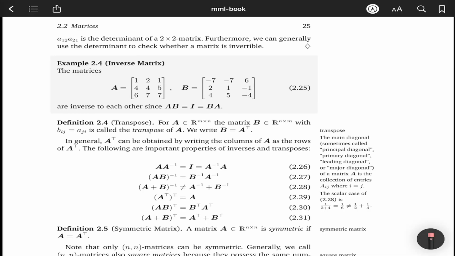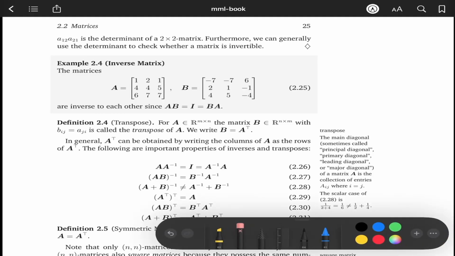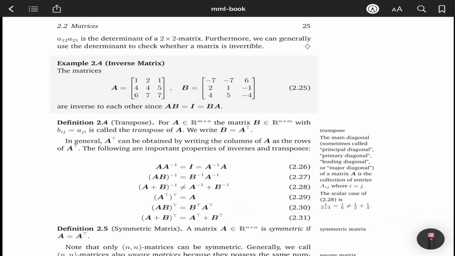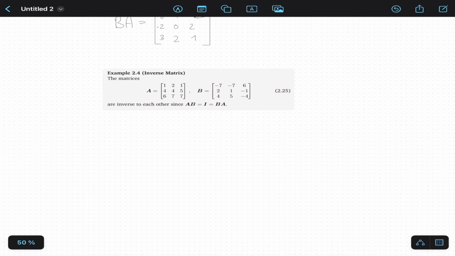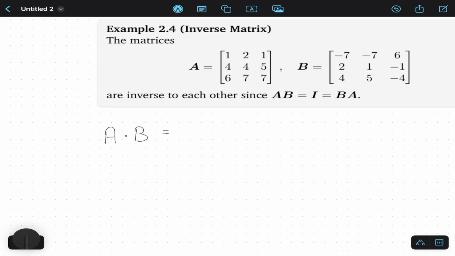Okay, example 2.4, inverse matrix. The matrices A and B are inverse to each other since A times B equals the identity matrix and B times A also equals the identity matrix. Maybe this is a good point to do some exercise. Let's just calculate it. I just copied it to this board. Now let's just write it down. Okay, this is a lot of writing.